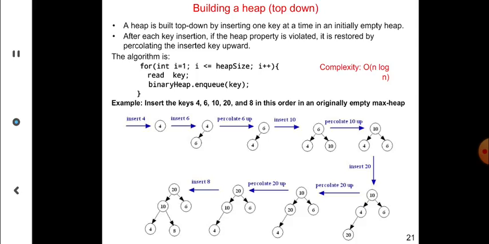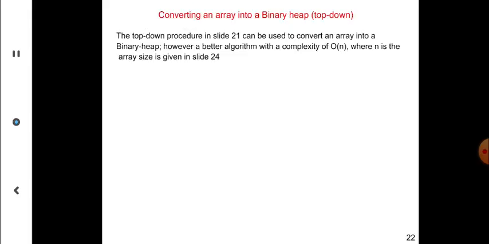Building a heap is done top down by inserting one key at a time, and after each key insertion, if the heap property is violated, it is restored by percolating the inserted key upward. So I am building up a 3, 4, 6. At 4, 6 there is a percolation, right? Because you can understand I am making a MaxHeap. So 6 is higher, percolation up, percolation down, and so on, and we do it.